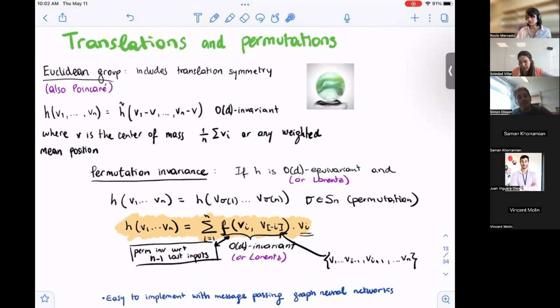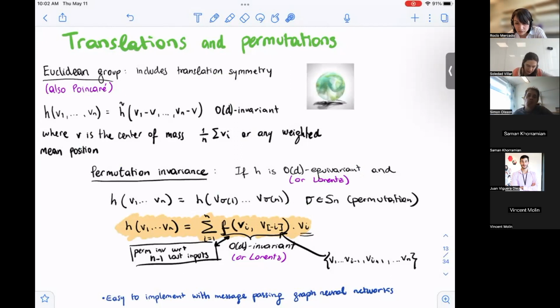But there is a formulation that has to do with permutation invariance and O(d) invariance. And this formulation that I have here, you can implement it with message passing, but I think that it's possible to improve the formulation in a way that is more clear or easier to implement.